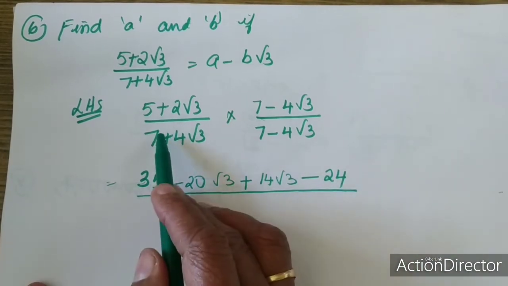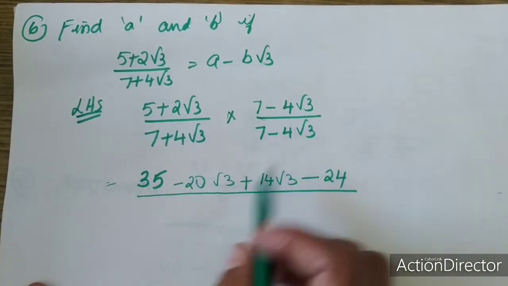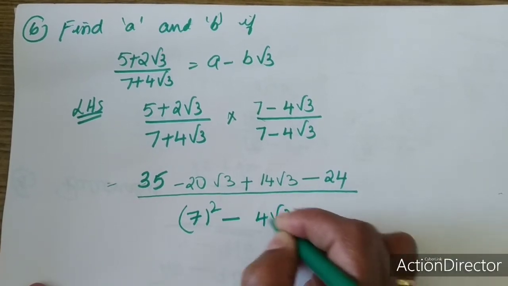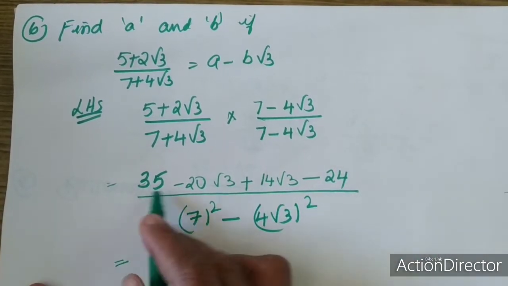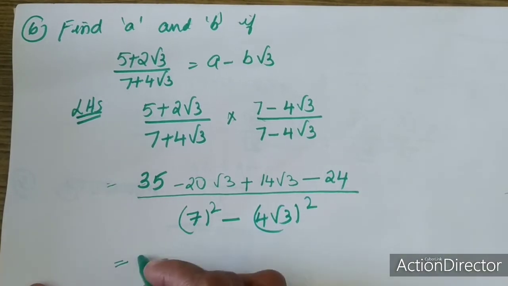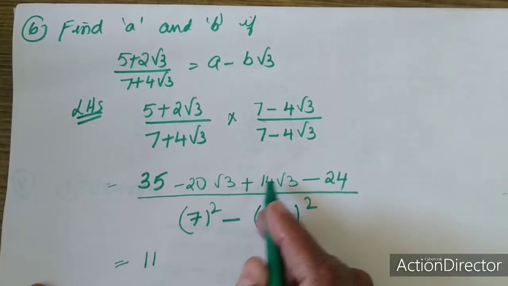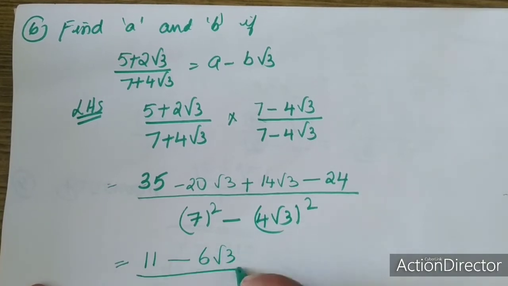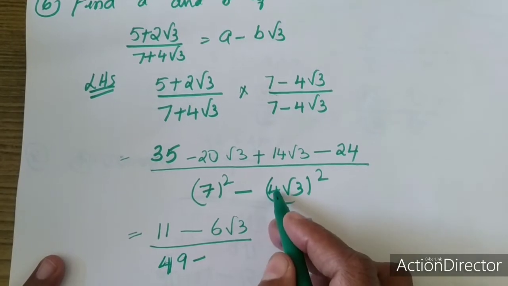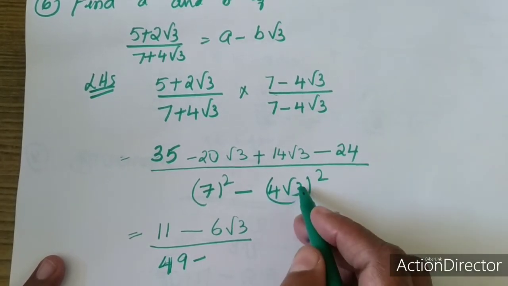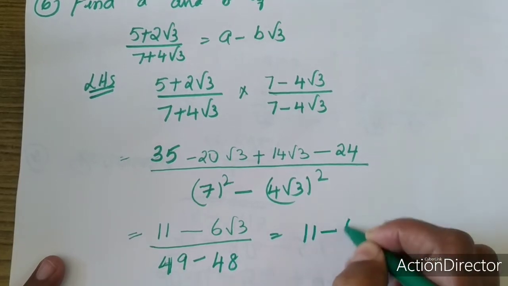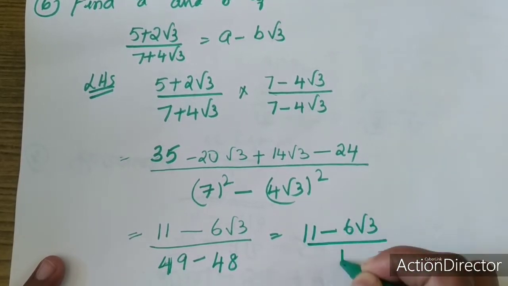Upon, in the denominator, I said (a + b)(a − b), which is nothing but a² − b². So this is equal to 35 minus 24 is 11, and −20 + 14 is −6, so −6√3. Upon 7 square is 49 and 4 square is 16, 16 3s are 48. So this is equal to (11 − 6√3)/1.